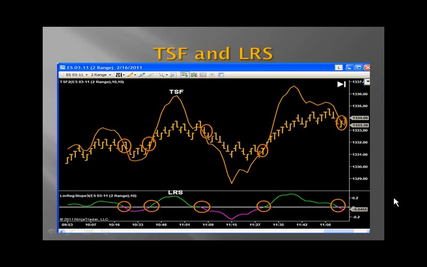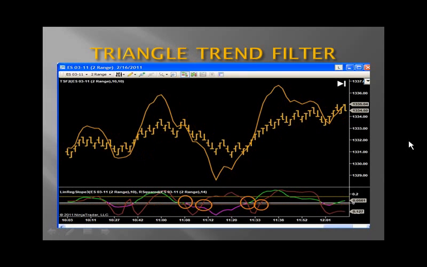And when the LRS moves above the zero line, you can expect the equity to go up. And when it moves below the zero line, you can expect the equity to move down.